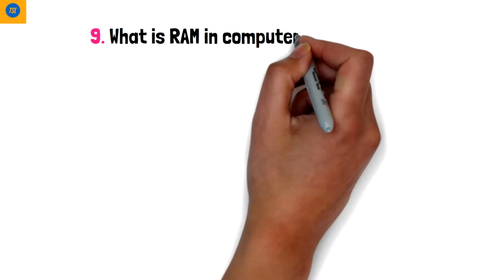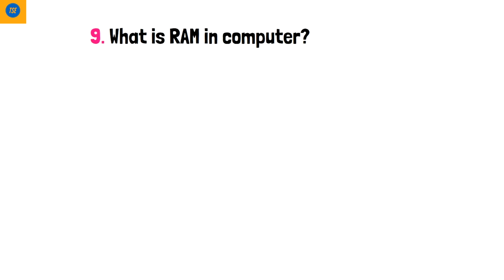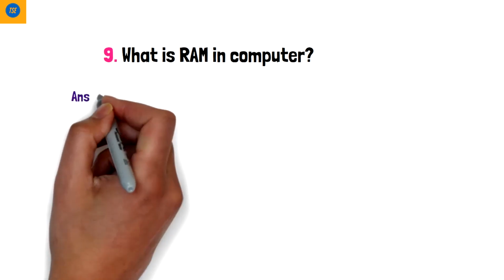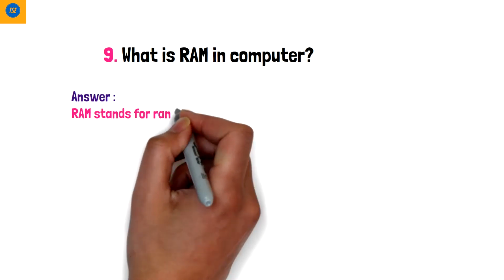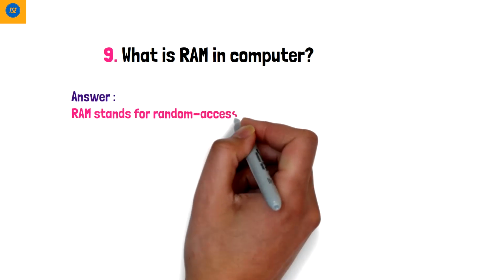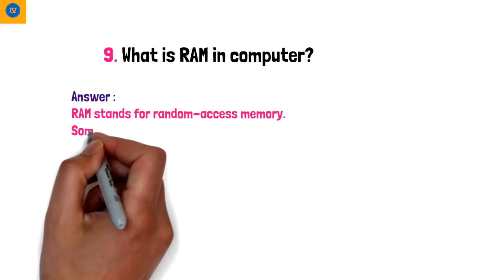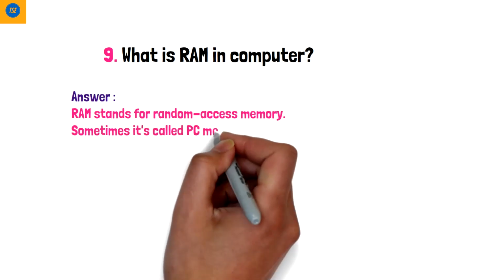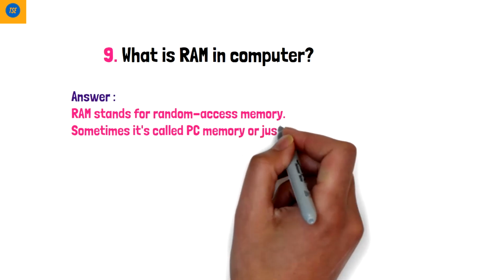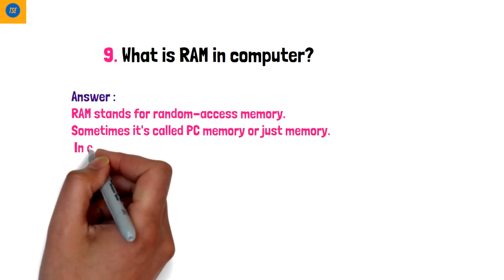Question number 9. What is RAM in computer? Answer. RAM stands for random access memory. Sometimes it's called PC memory. PC means personal computer, or just memory.